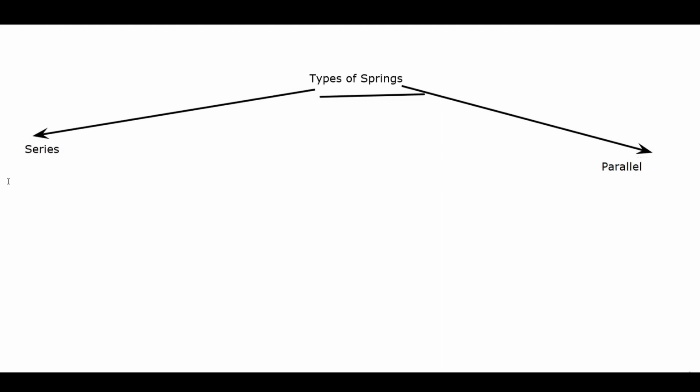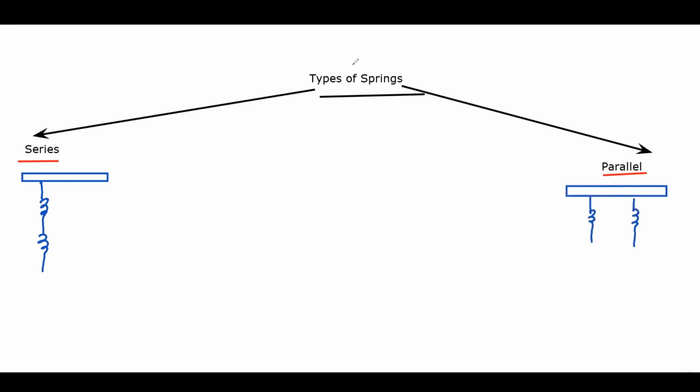So you may have seen the springs in these configurations before, but let's give them a name for now. The first name is series and the second name is parallel. All right. So what does this mean? It means that the springs are connected one after the other, like this, right? And in this situation, the springs would be connected right beside each other. Do we understand this?